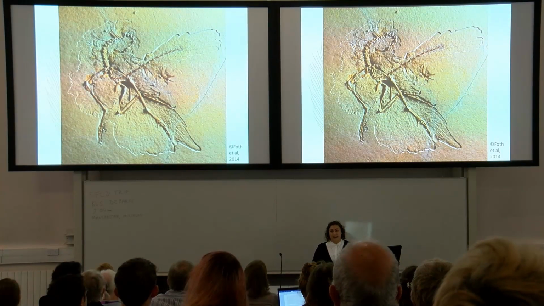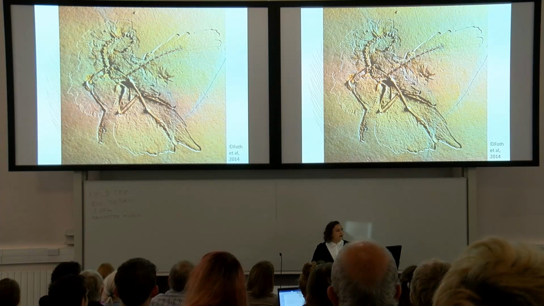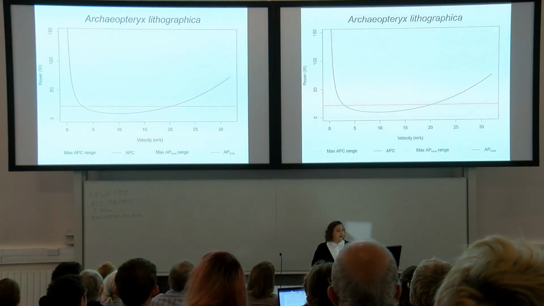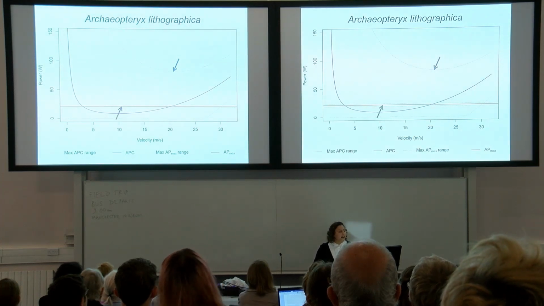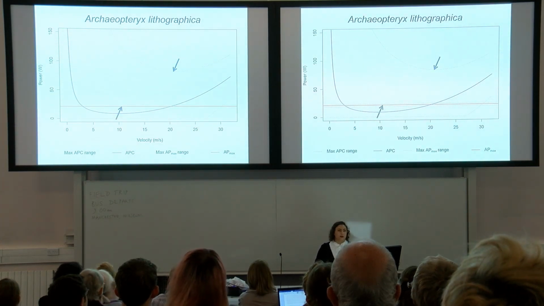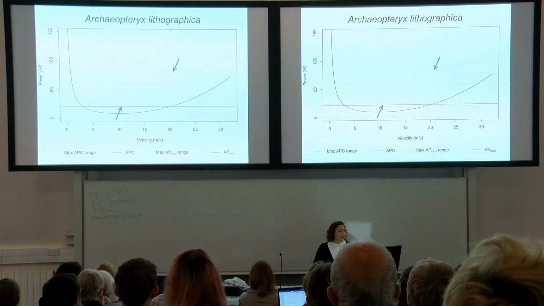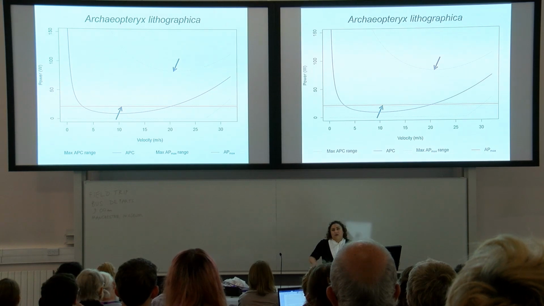Not with any certainty. And lo and behold, if we look at the APC for Archaeopteryx, we have a very, very similar problem, whereby the upper limit of the range within which an APC can lie is way above my red maximum producible power line. So basically this means I can't tell you anything about the flight capabilities of Archaeopteryx based on this graph. I got nothing.